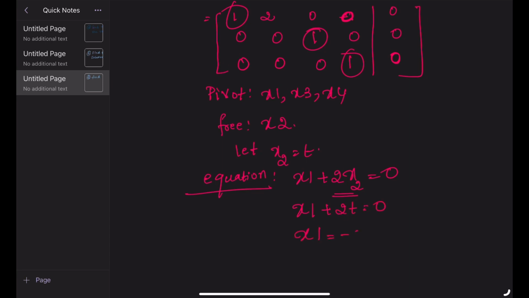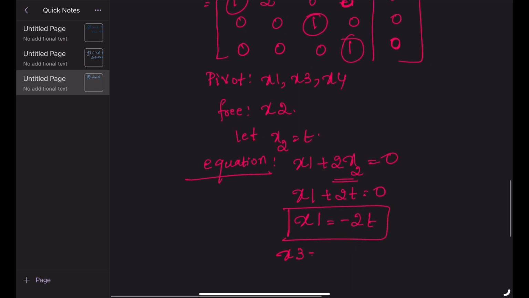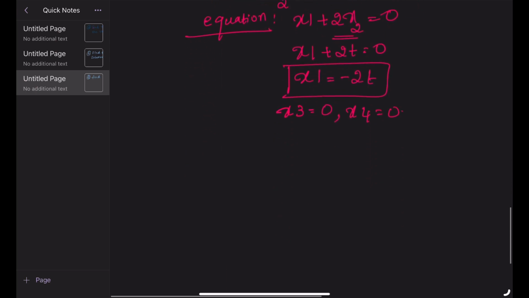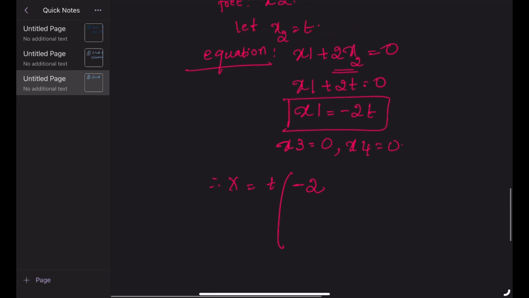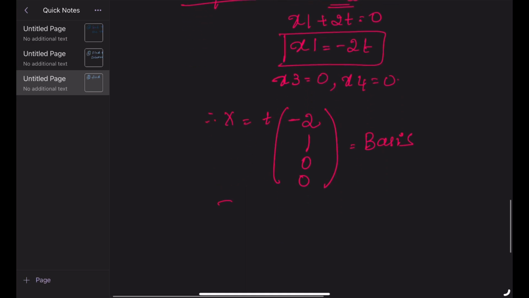So substitute: x1 + 2t = 0, so x1 is equal to -2t, x2 you already know, that is t. So x3 is equal to 0, x4 is equal to 0. Now our final step is to write the x value. Only t we have, so we write that only. So t times (-2, 1, 0, 0), where x1 is -2, x2 is 1, x3 is 0, x4 is 0. All right, so that is what the basis is. The basis is x. If it is x, then how many terms are there? It is t, so the dimension is 1.